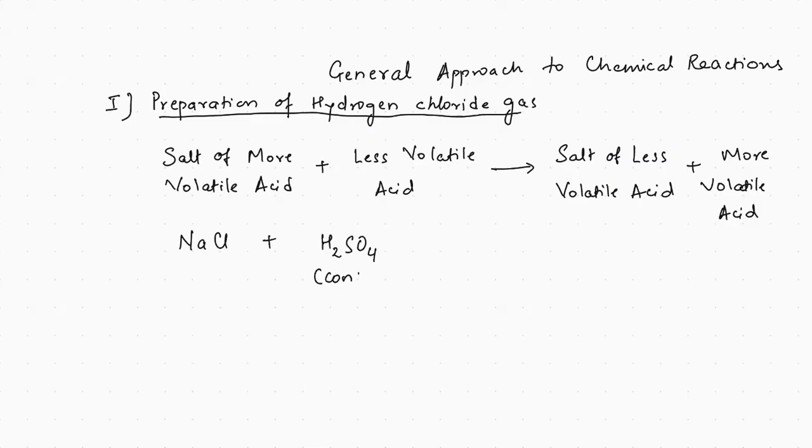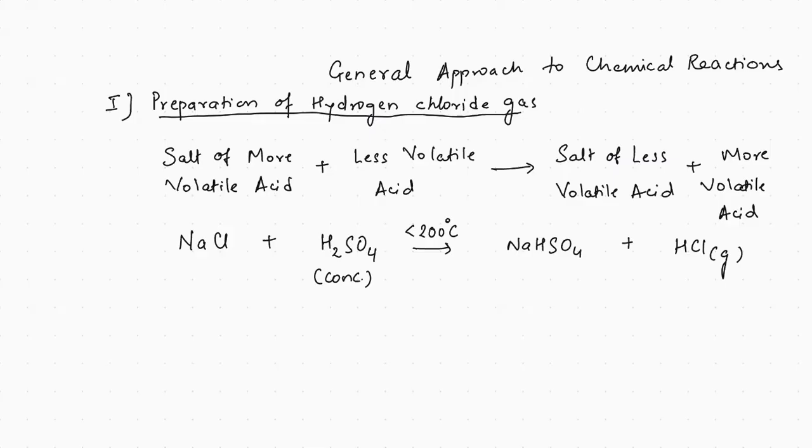When these reactants are heated at a temperature below 200 degrees Celsius, the product formed is an acid salt, sodium bisulfate, plus HCl gas. So your salt of more volatile acid is sodium chloride. All chlorides are salts of HCl. So HCl is a volatile acid. It's a more volatile acid.